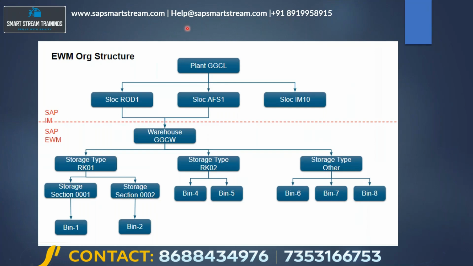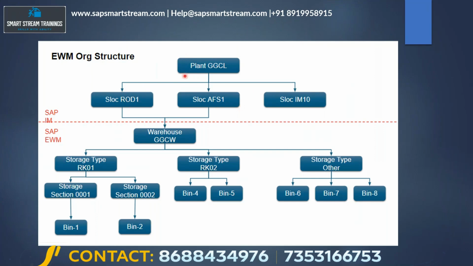So here I was talking about IM level. If you remember, firstly I told you SAP offers inventory management at three levels. One is IM level, the other is WM, and EWM. Okay, so IM level is this. So first we have the plant. Okay, under plant we have storage locations.